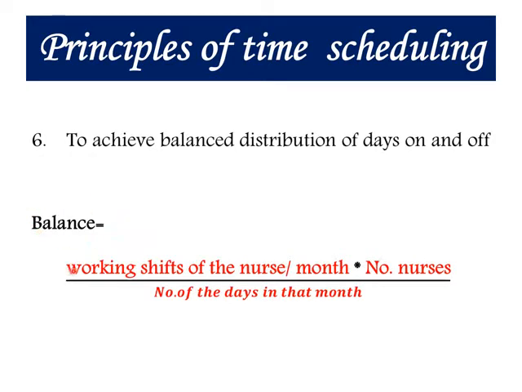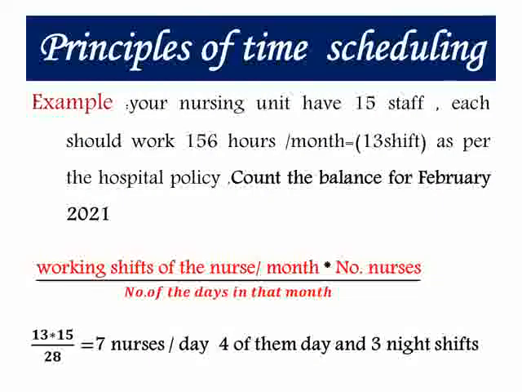Balance equals working shifts of the nurse per month multiplied by number of nurses divided by number of the days in that month. Here is an example clarifying how you maintain balance throughout the roster or the schedule. Your nursing unit has 15 staff. Each should work 156 hours per month. That equals 13 shifts, long or night, as per the hospital policy. Count the balance for February.